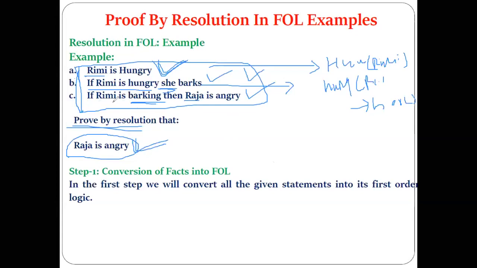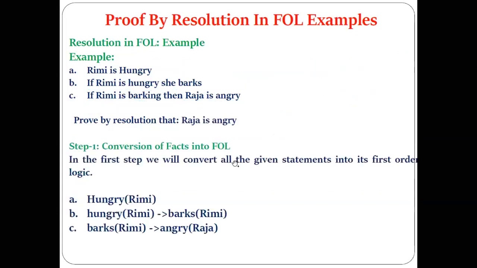Okay. So in the similar way for this, implies, in the similar way only here it becomes bark, correct? In brackets, Remy. Remy implies angry Raja. So this will be the conversion. The same part I have shown in the next part. Here you can see this one, and this one. So the first step is completed.